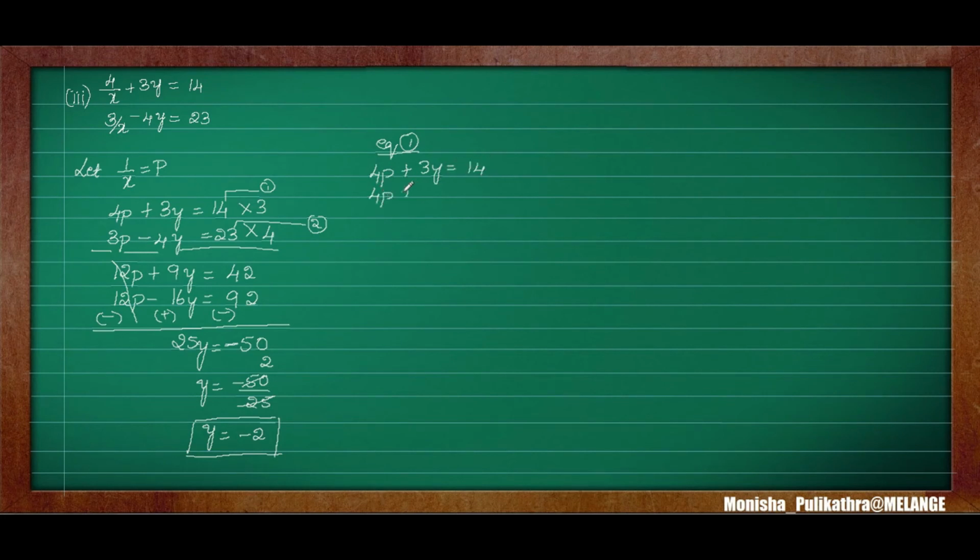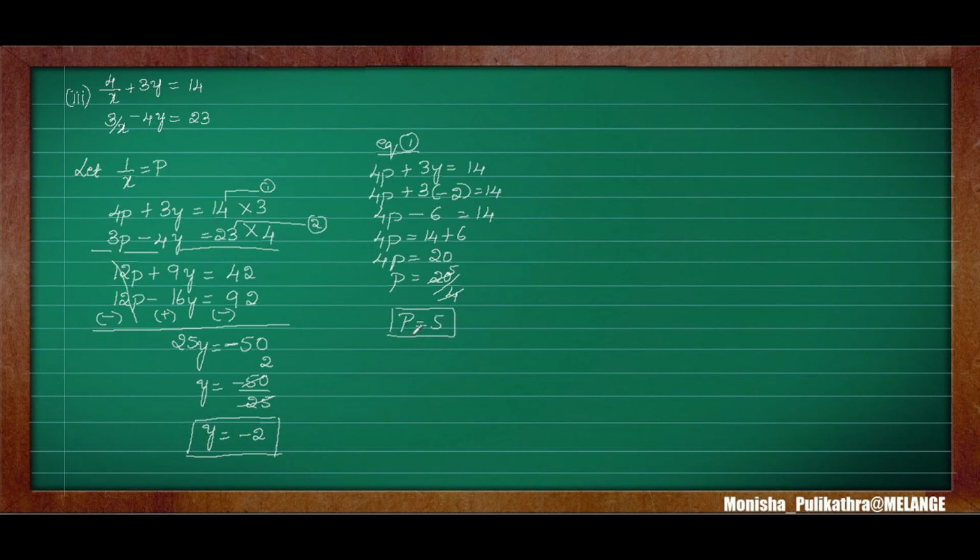So 4p plus 3, instead of y we need to write minus 2 is equal to 14. 4p plus into minus, minus 3 2s are 6 is equal to 14. 4p is equal to 14 plus 6. So 4p is equal to 20. p is equal to 20 divided by 4. 4 5s are 20. So the value of p is 5.